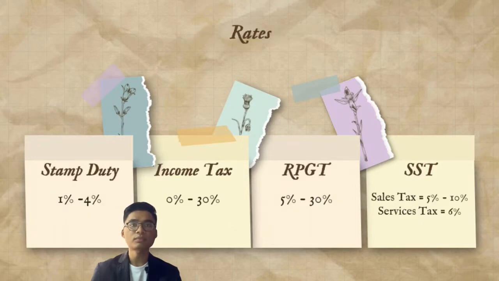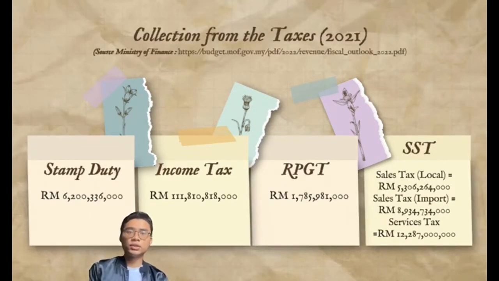In terms of rates, stamp duty is taxed between 1% until 4%, for income tax is taxed between 0% until 30%, and for RPGT is taxed between 5% until 30%, meanwhile SST is taxed between 5% until 10% for sales tax and 6% for service tax. Okay, so this is additional information.